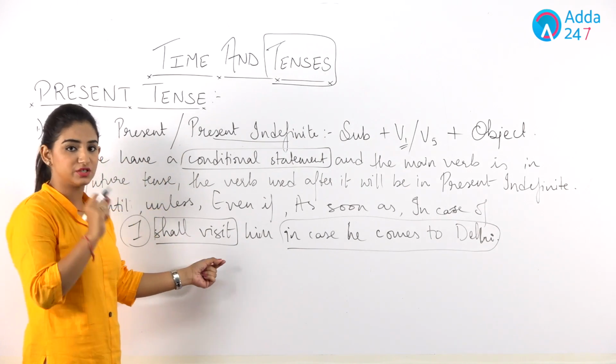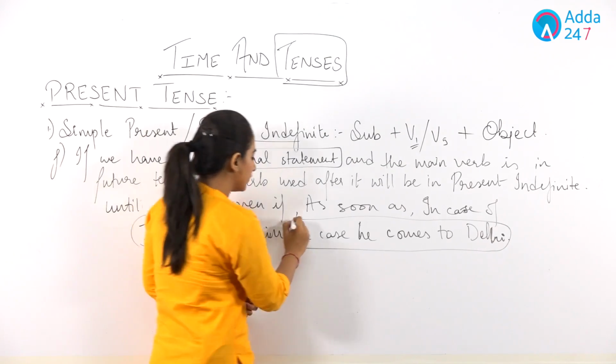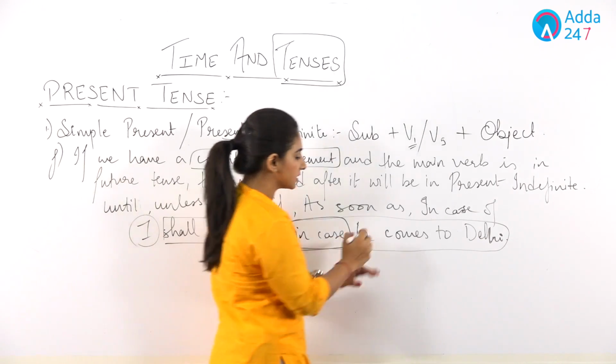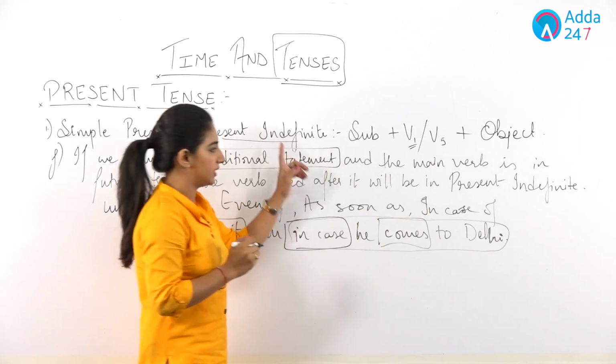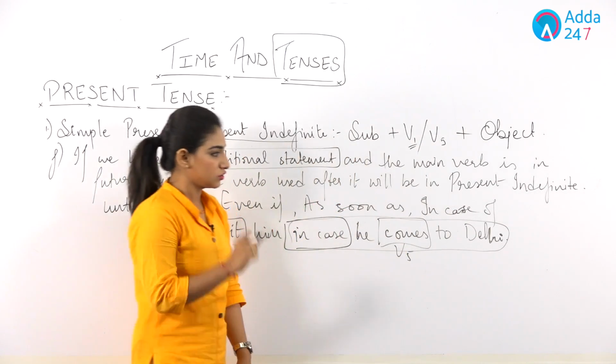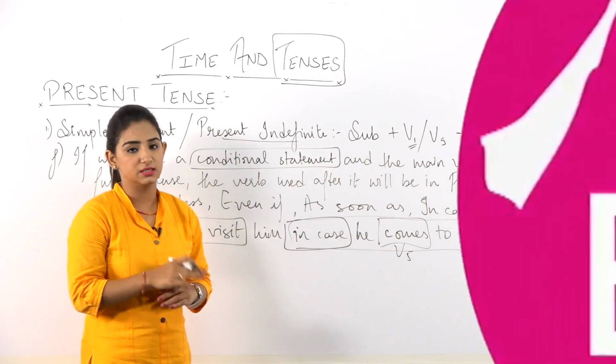This is the main verb which is in future tense. And we have the words in case which define a conditional sentence, and after this the verb used should be in present indefinite. That is correct. We have used the verb's 5th form here. So this is the end of simple present.